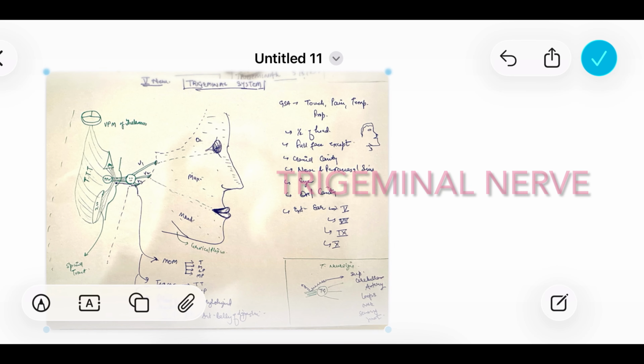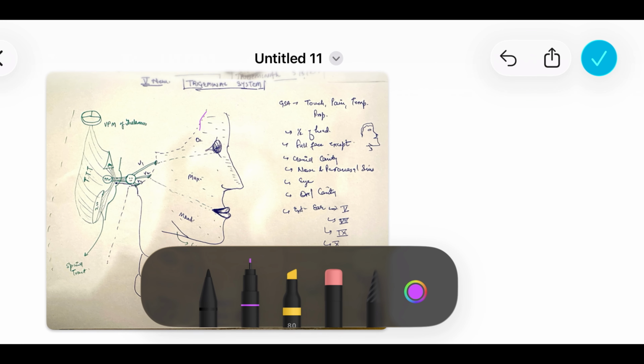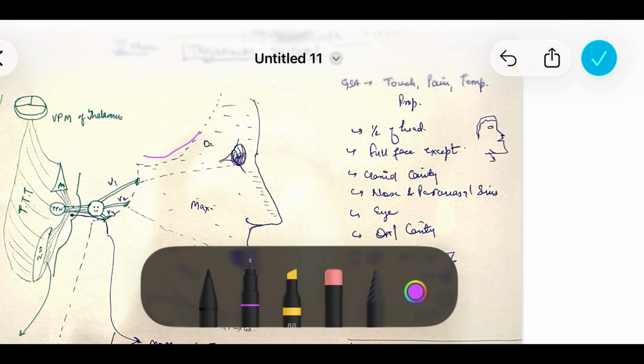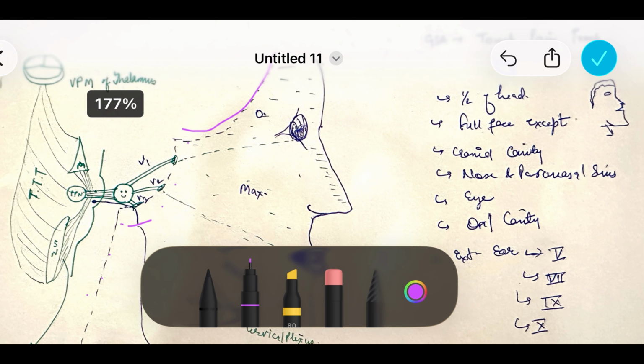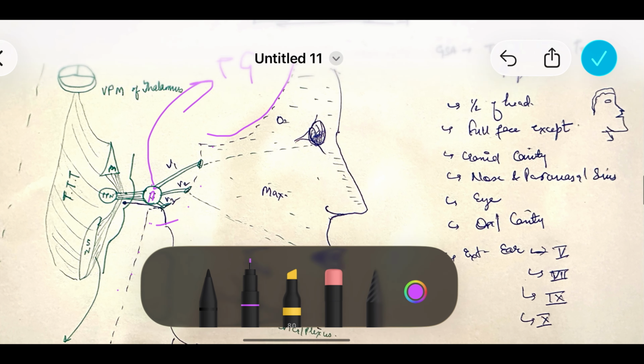In this video, we will discuss the trigeminal system. Okay, so this is the anterior cranial fossa. As you can see here, this dotted area is the anterior cranial fossa. This is the middle cranial fossa, and this is the posterior cranial fossa. Now, at the petrous part of the temporal bone, this area, we have the trigeminal ganglion.